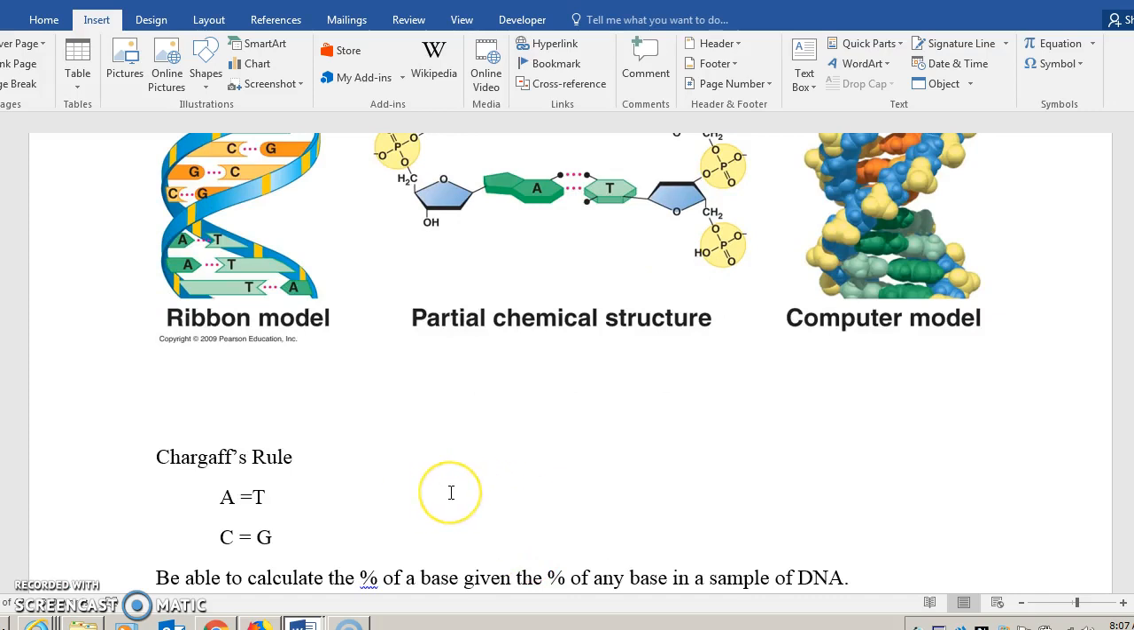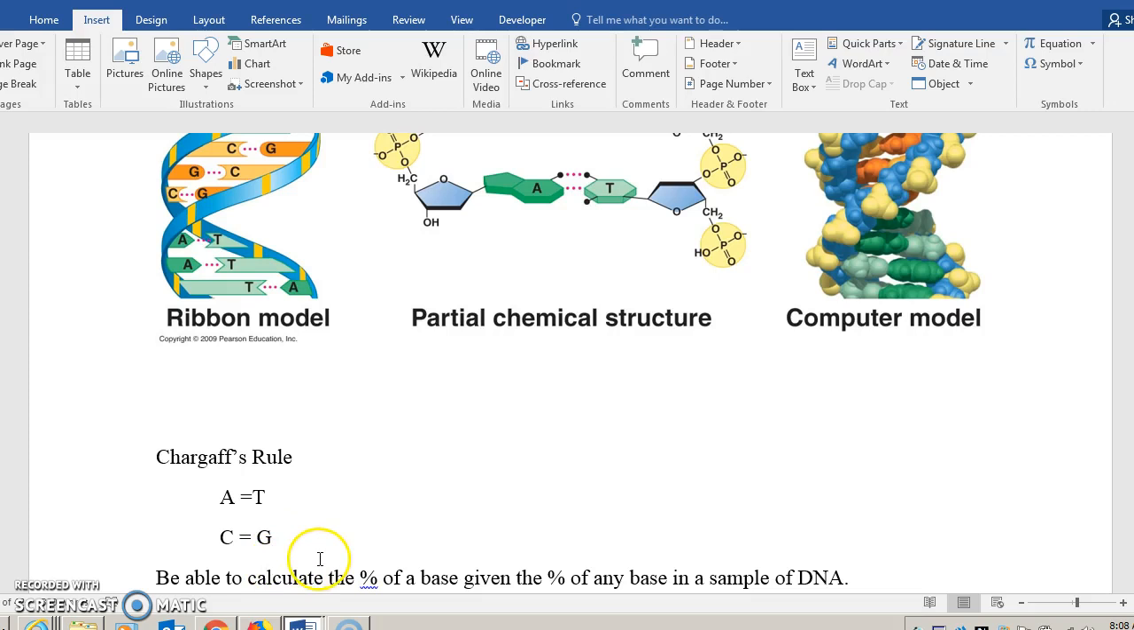Chargaff was working in the 40s and 50s, Erwin Chargaff, and he understood that the percentage of adenine always equaled the percentage of thymine. It would be within 1% in his experimental testing, and that was within the range of error that was acceptable. So for all practical purposes they were equal, and cytosine and guanine were always found in equal amounts.